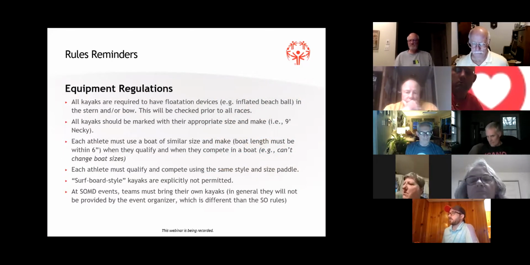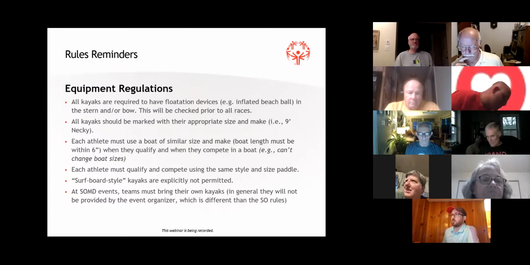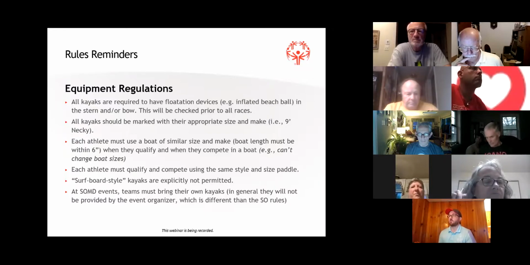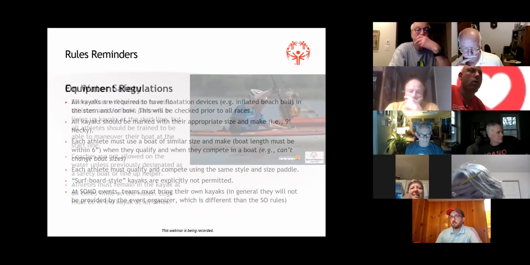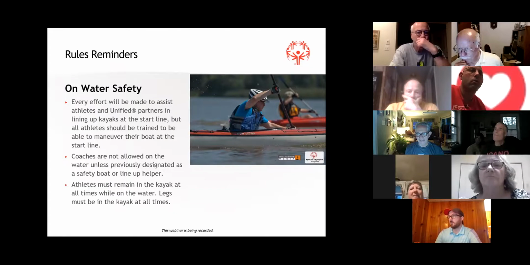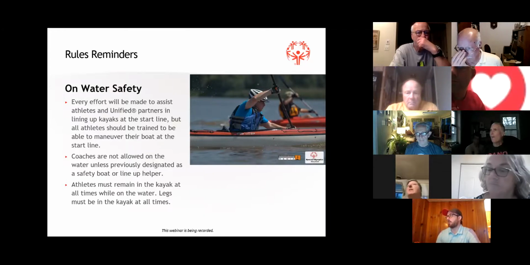Again, we'll ask you guys for competition to label your boats with your athletes' names on it. I think that went really well last time, especially when we had volunteers helping pull boats. We will assess how boats get pulled for time trials and championships as we get closer. But it's really good for you to have your boats labeled. You guys know a lot of the equipment regulations. Regarding water safety, coaches aren't allowed on the water for competition unless previously designated as a safety boat or a line helper, or something comes up that we talk about prior to competition.